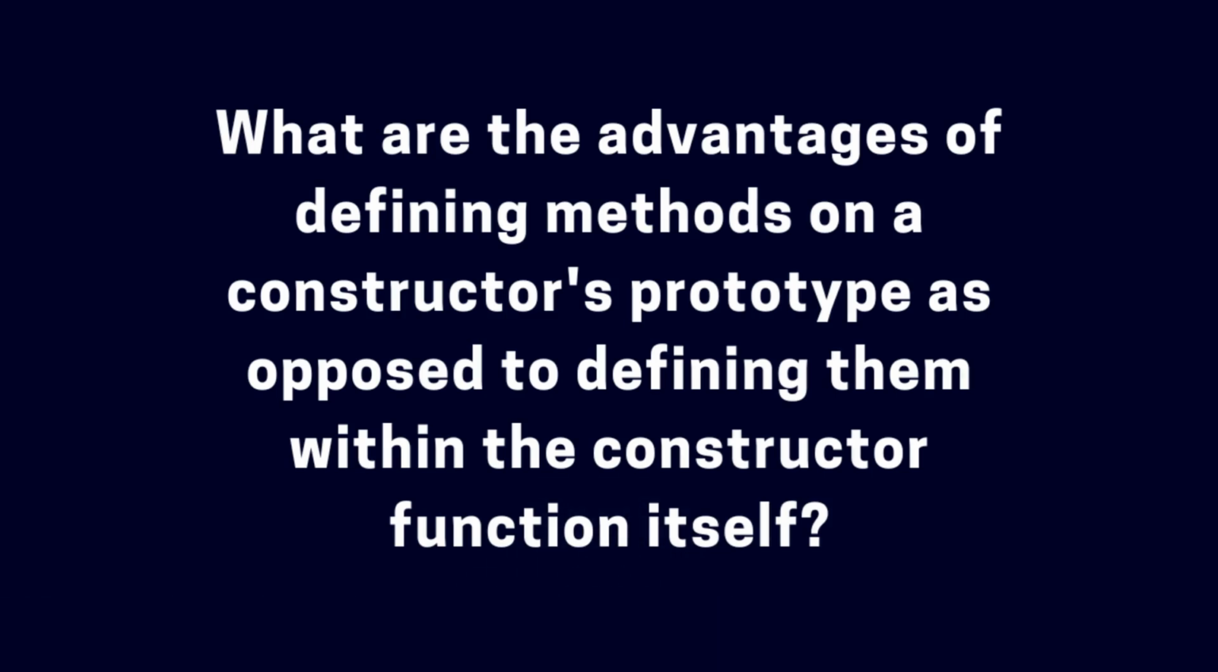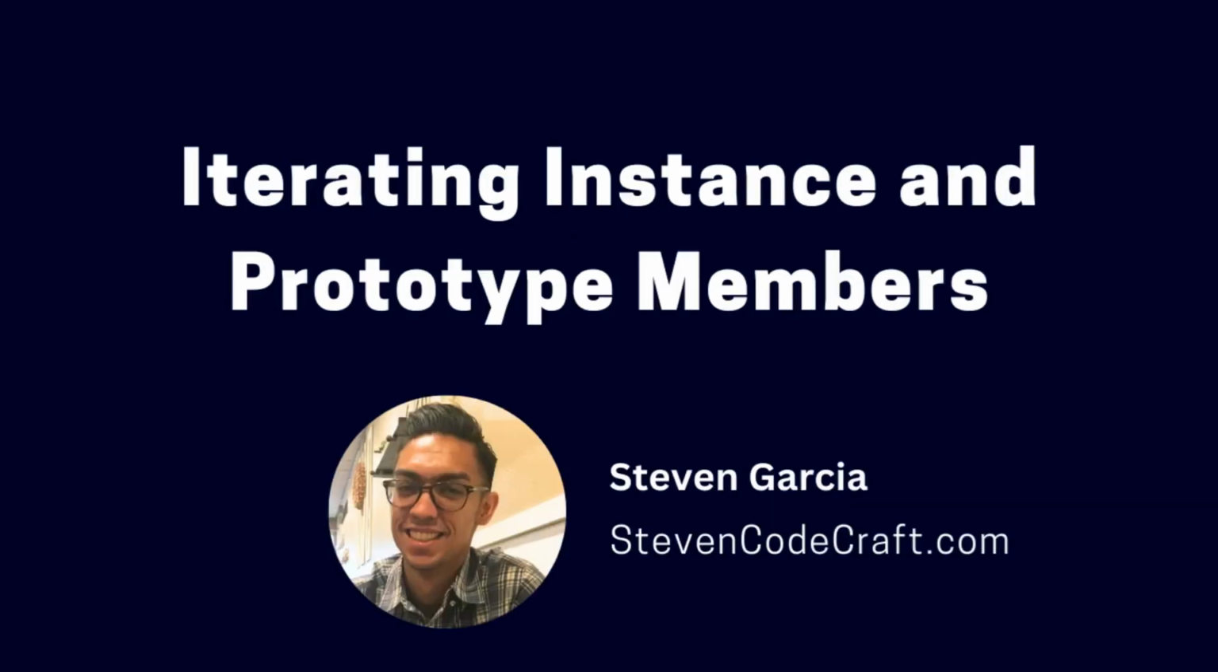Defining a method on a constructor's prototype in JavaScript has several advantages. One being memory efficiency. Methods on the prototype are shared by all instances, so only one copy of each method exists in memory, saving space when creating many instances. A second advantage is consistency. Changes to a prototype method are immediately reflected in all instances, making it easy to update functionality across multiple objects. The third advantage is performance. Shared methods reduce the memory overhead and can lead to better performance, as there is no need to duplicate methods for each instance.